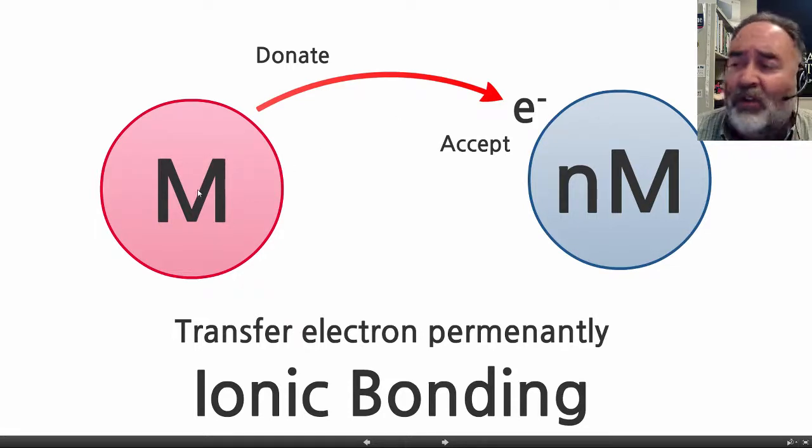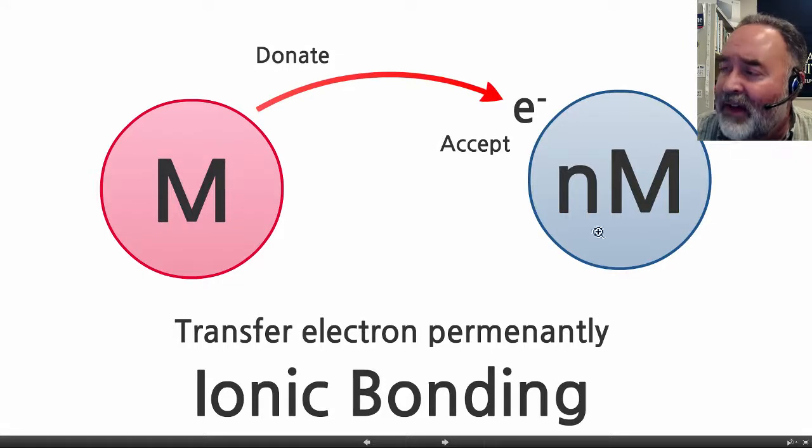Okay, we've lost an electron from the metal. We've gained an electron for the nonmetal. Transfer electron permanently. What do we have left? We now have a metal that's missing an electron. If you were zero charge before, take away one negative, you're now positive. The metal is now a positive ion. The nonmetal was zero charge. It now has an extra electron. You are now negatively charged. You're now a negative ion.